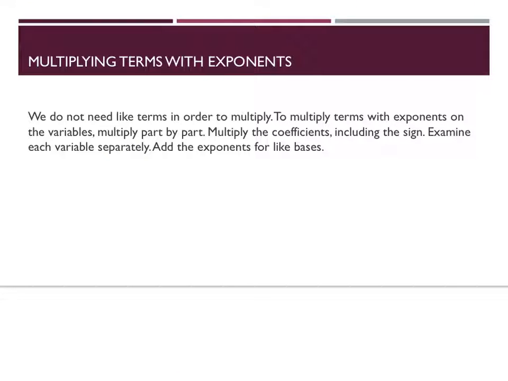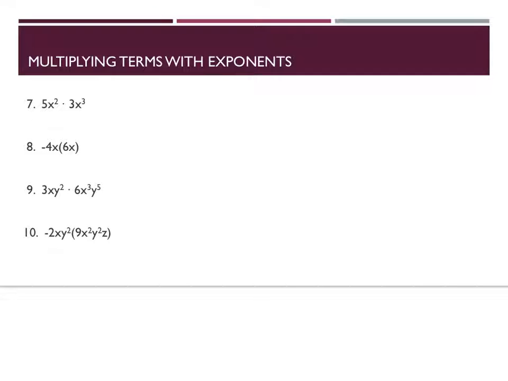Now if I want to multiply, I'm going to multiply kind of like pieces and parts. I'm going to multiply my coefficients by following the sign rules. Now when I multiply terms that have exponents on them, I actually end up adding the exponents and keeping the base the same. And I'll illustrate that on the first problem. All of these things are being multiplied together. 5x squared means 5 times x squared times 3x to the third.